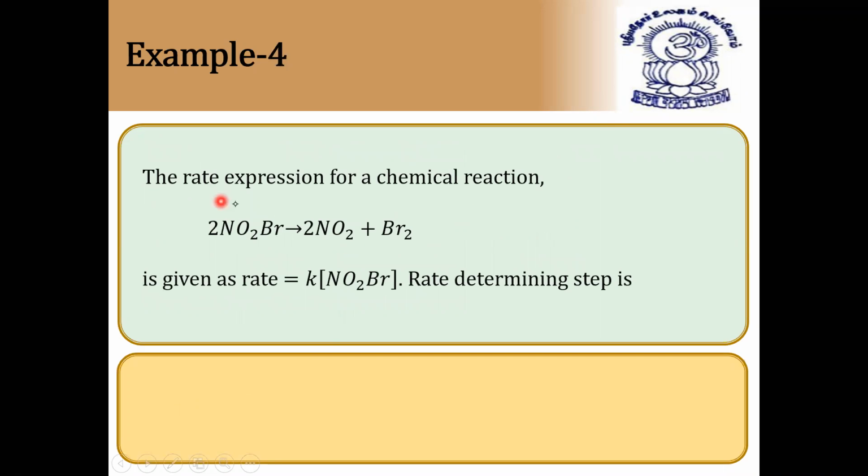Next question. The rate expression for a chemical reaction 2NO2Br gives 2NO2 plus Br2 is given as rate equals K into NO2Br. The rate determining step is NO2Br changes to NO2 plus Br, because the rate depends only on power 1. So we have to consider only 1, not 2. The rate is given only for the reactant NO2Br, that too only for one molecule, but here it is given as two molecules. So the answer is this. I hope it is clear.